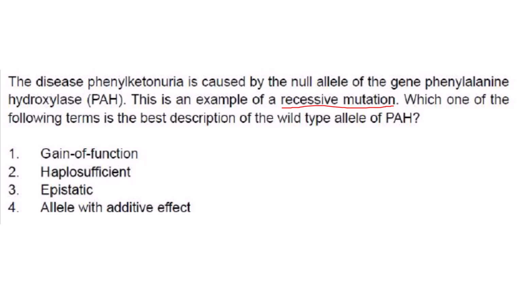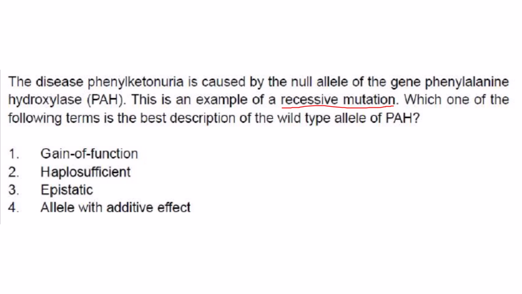But if it is heterozygous condition, that is capital A small a condition, then the capital A is more than enough to produce the wild type phenylalanine hydroxylase and the person will not exhibit the disease. Okay, that is what is meant by this statement. So which of the following terms best describe the wild type allele of PAH? So now you know the answer.